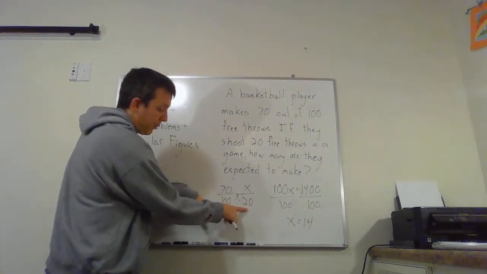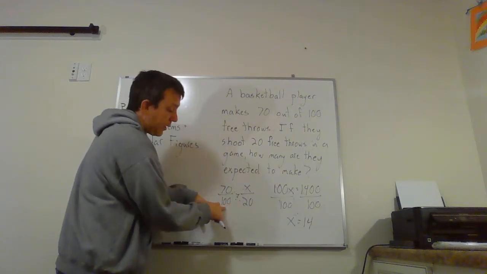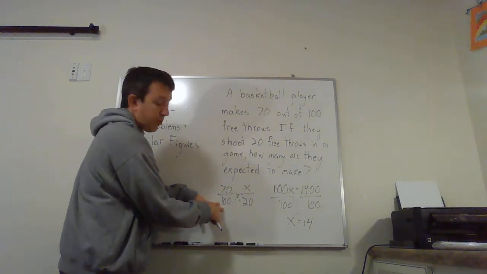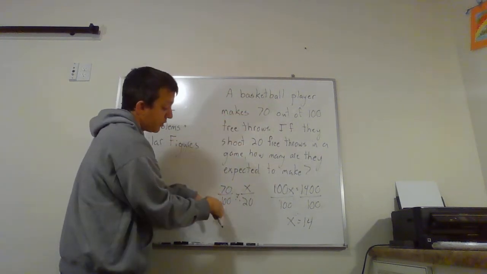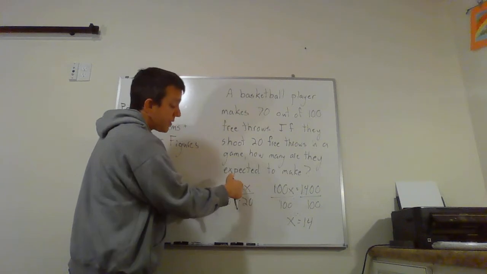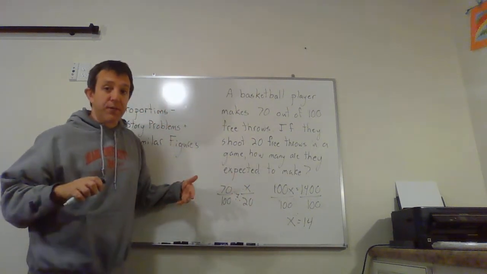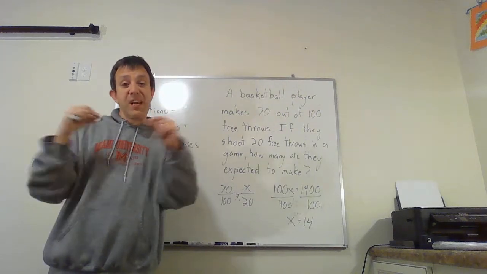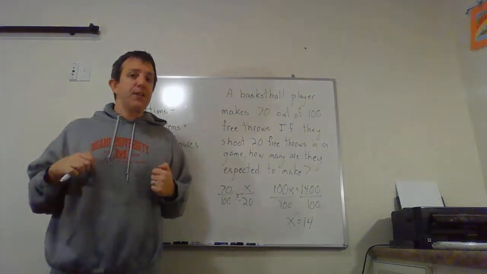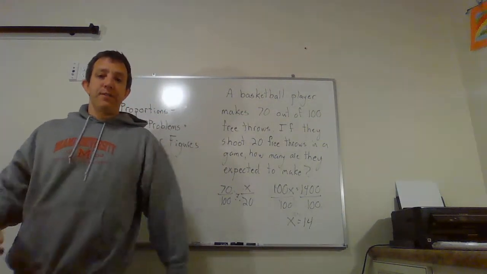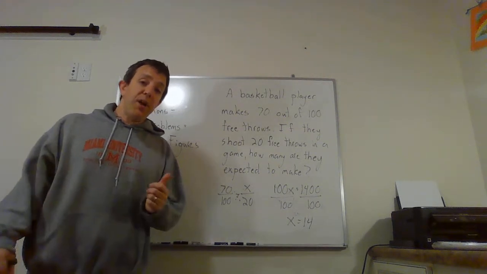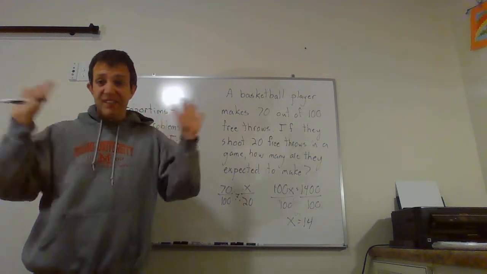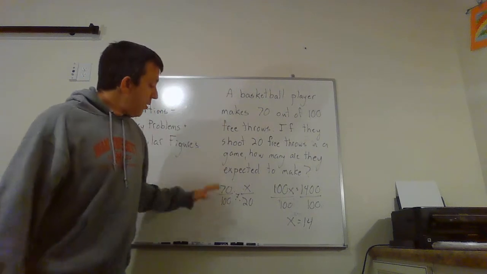That's why I put the 20 on the bottom. I lined it up with the other total that we had, right? 70 out of a total of 100 free throws. Something out of this total of 20 free throws. If you always line them up like that, so that the same things are in the same place in the fraction, you're going to get right answers every single time. You get in trouble if you try and mix them up, and then it just doesn't work. So always line them up.